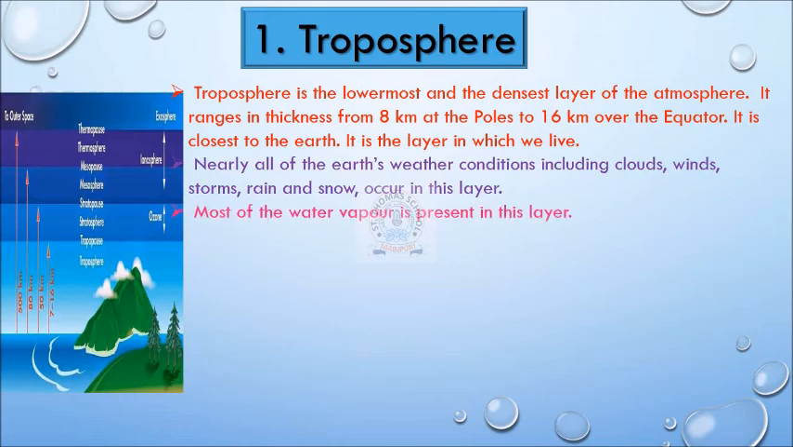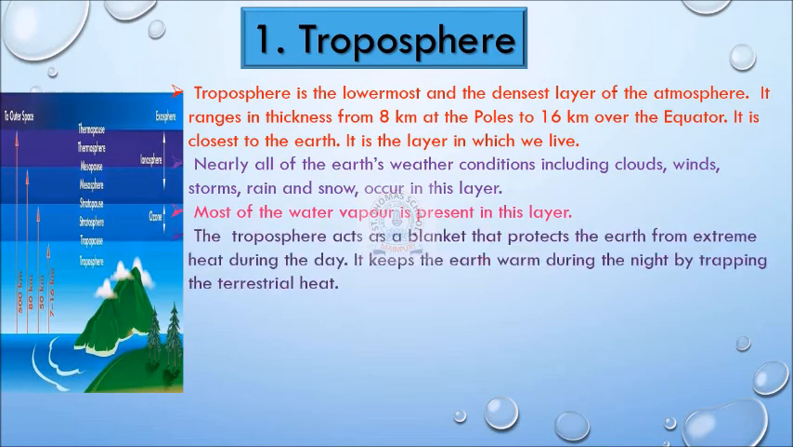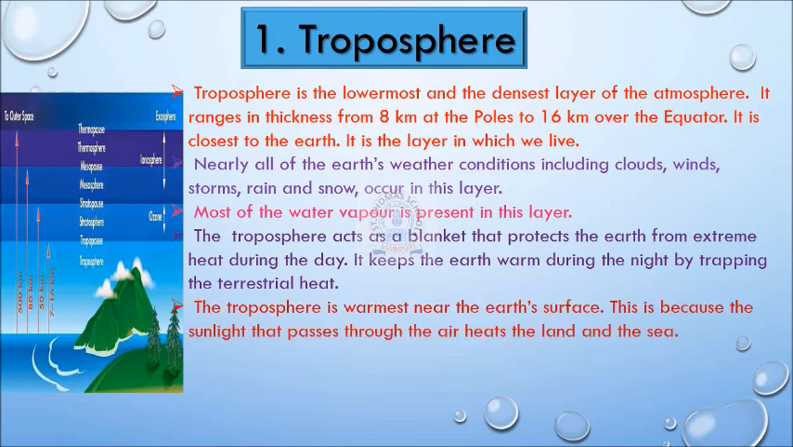Most of the water vapor is present in this layer. The troposphere acts as a blanket that protects the Earth from extreme heat during the day. It keeps the Earth warm during the night by trapping the terrestrial heat. The troposphere is warmest near the Earth's surface. This is because the sunlight that passes through the air heats up the land and the sea.